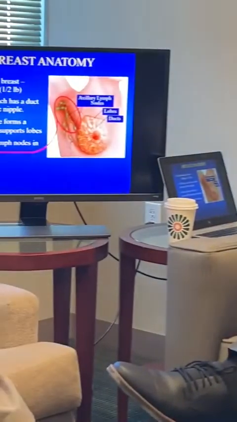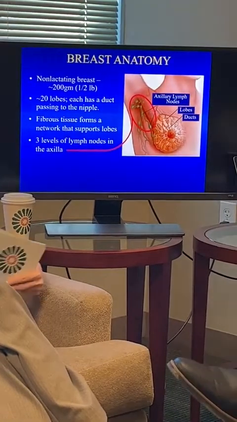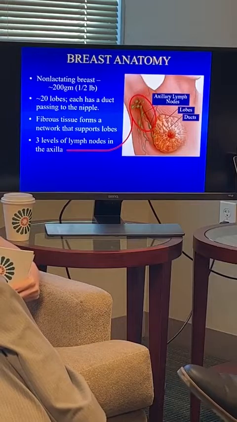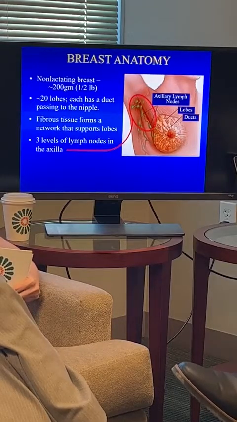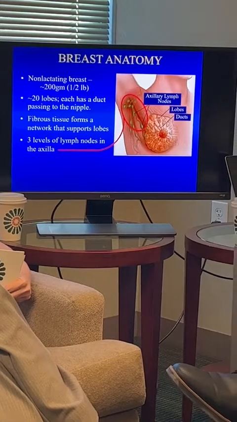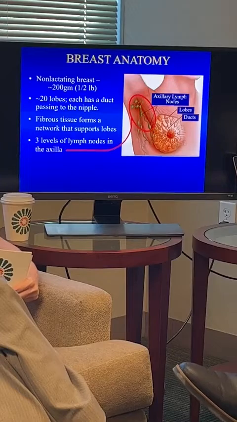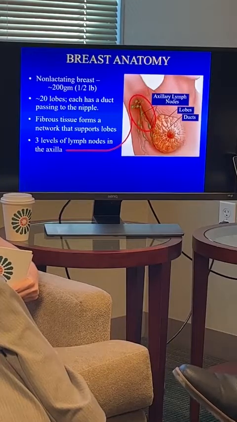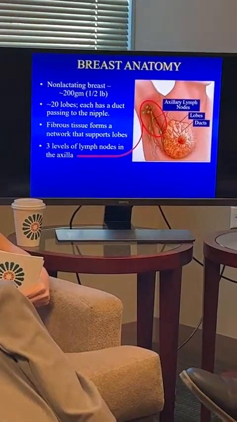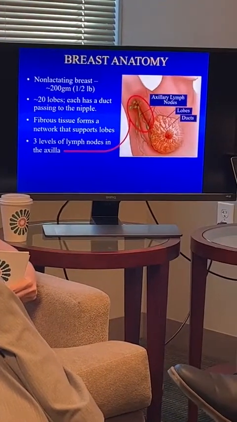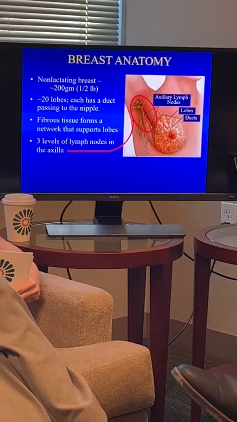The breast is located on the chest wall between the second and seventh ribs and is superficial to a muscle called the pectoralis muscle, which is superficial to the rib cage and the intercostal muscles. A non-lactating breast weighs approximately half a pound and is composed of 20 lobes. Each of those lobes has a duct, or a branch, passing to the nipple. There is a fibrous tissue network which acts almost like a suspensory cable on a bridge to support those lobes. The lymphatics of the breast drain into the armpit, or axilla, where there are 3 different levels of lymph nodes located.